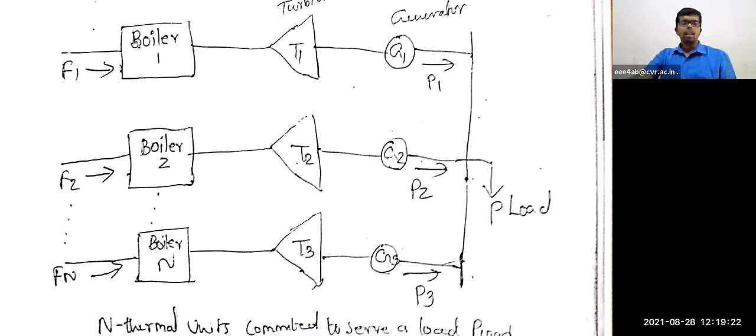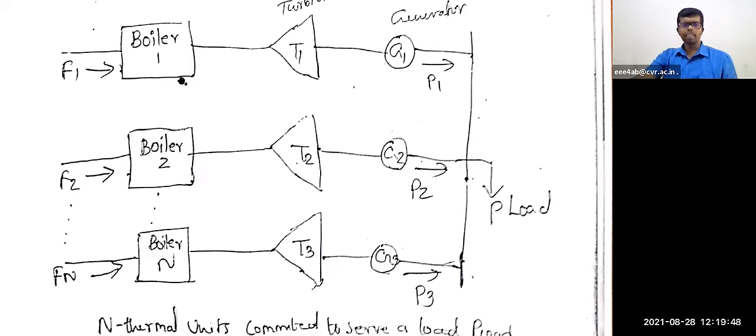Say, for example, you take n boilers. Boiler 1, boiler 2, up to the nth boiler. It might be 3, 4, 5, 6, 10, 100, 500, whatever you want to take for n. So generally, n thermal generating units we are dealing with.